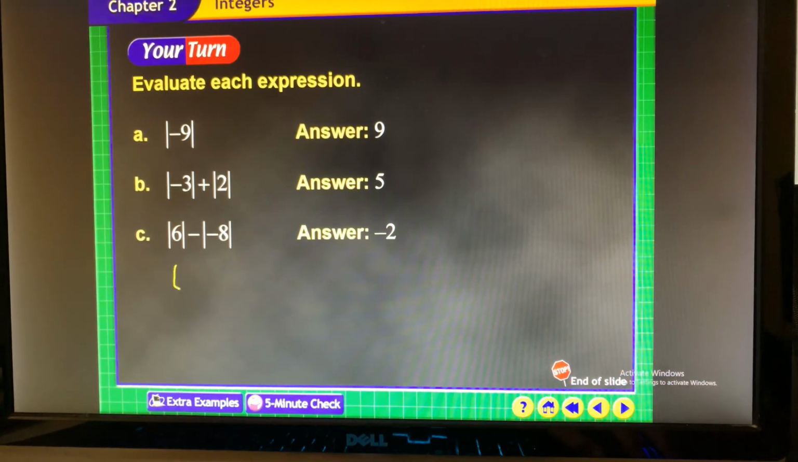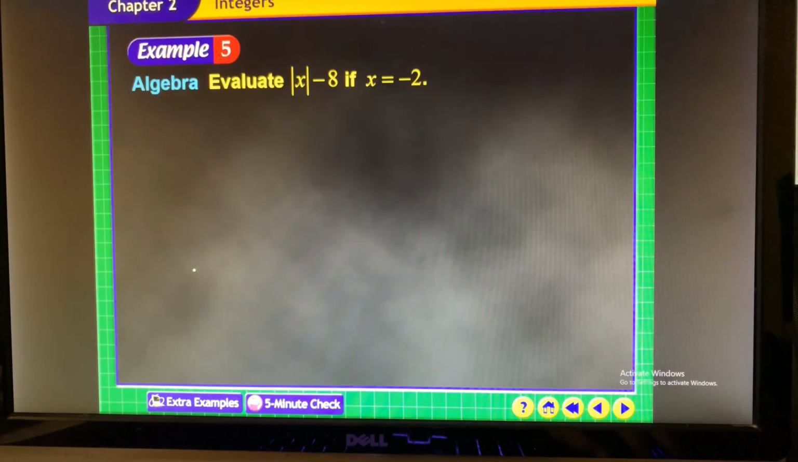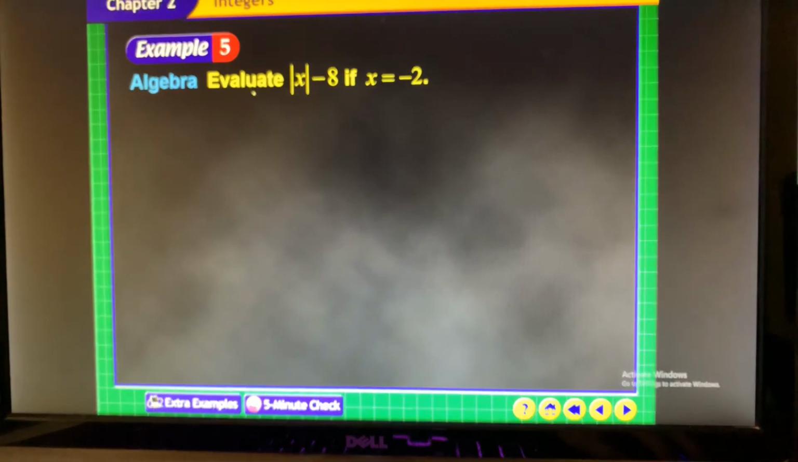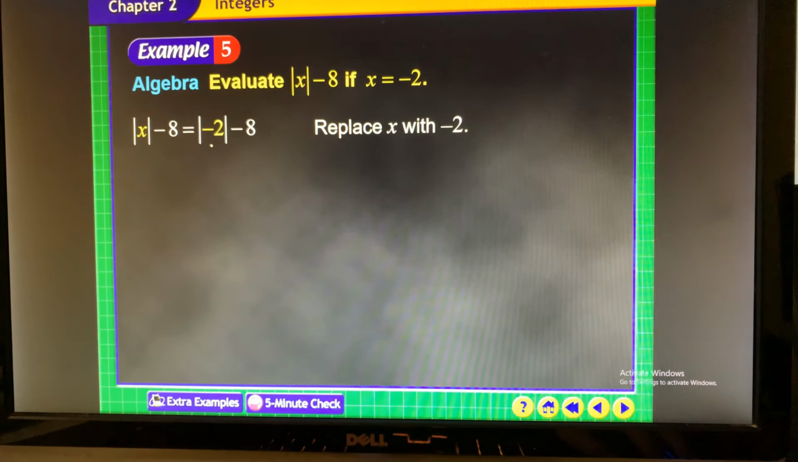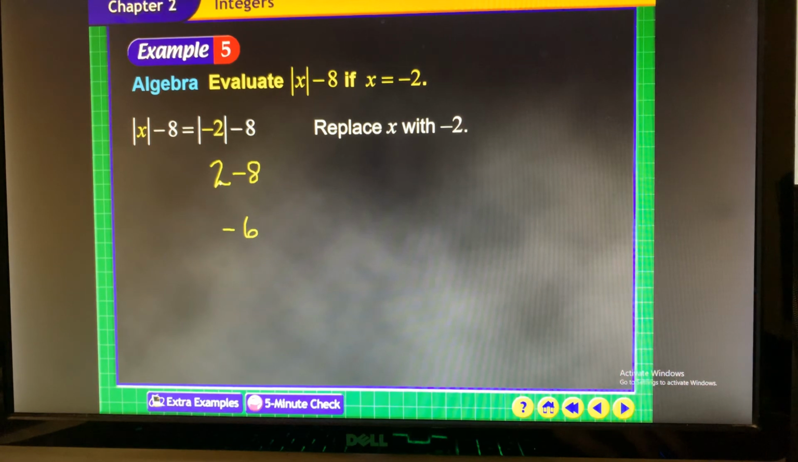Hopefully this one makes sense to you, because you're taking away more than you have, so you're going to be in debt. Evaluate this. Remember in chapter 1, we evaluated algebraic expressions. Algebraic expressions simply mean there's a variable involved and you're going to substitute. So once you substitute that negative 2 in like this, then you take the absolute value. And because I'm taking away more than I have, I know that I'm going to be negative 6 in the hole. Think of it as I have $2, take away 8 of your dollars, that means you're going to owe $6.